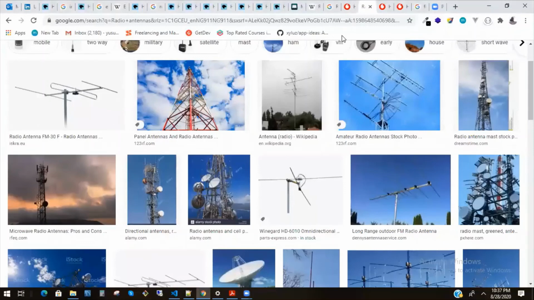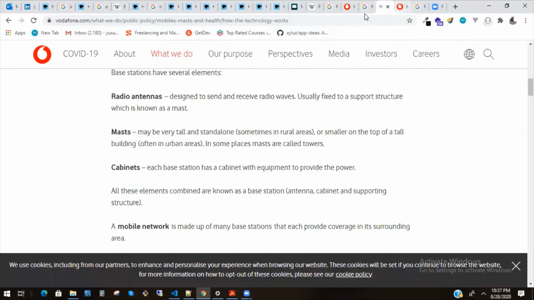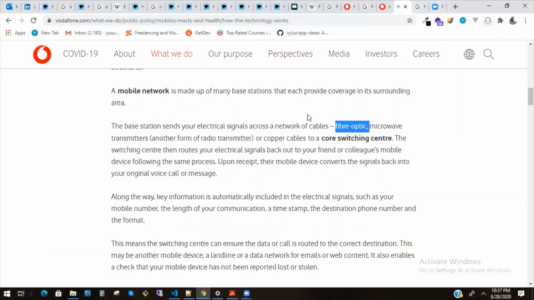They are the ones in charge of sending and receiving signals. They transmit signals to a network of base stations. So the different base stations that we see that broadcast and share information for us are provided by our internet service providers. They usually have many base stations.